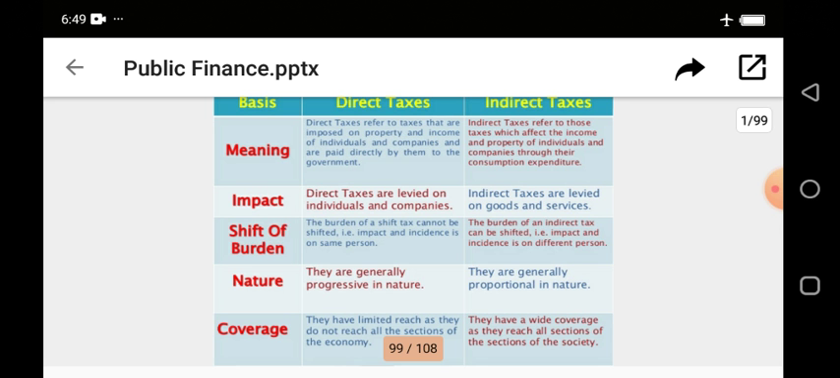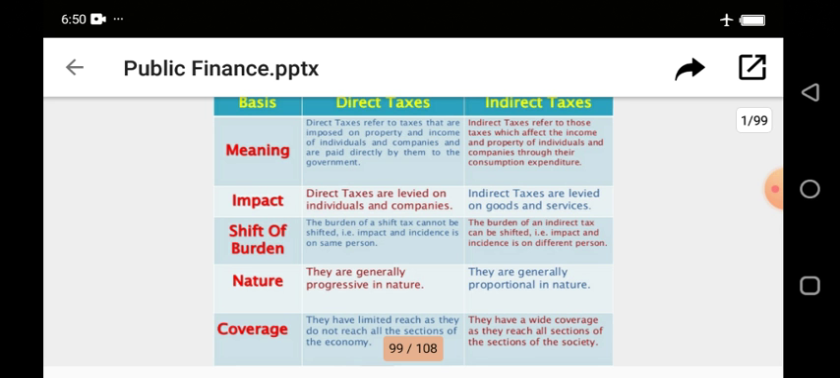So people can evade tax, people can avoid tax. So the coverage is not the same when we compare it to indirect tax. Indirect tax has a wider coverage because so far you are buying an item, you are paying tax. So far you are consuming an item, you are paying tax, even without you knowing. So far you are buying raw materials to produce goods and services, you are paying tax, even without knowing. So it has a wider coverage than your direct tax.